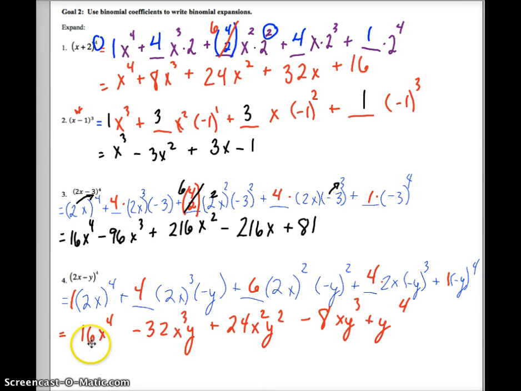So our final answer is 16x to the fourth minus 32x to the third y plus 24x squared y squared minus 8xy cubed plus y to the fourth. And I hope you caught the fact that when you have a binomial where the second term is being subtracted, the sign's going to oscillate back and forth. Plus, minus, plus, minus, plus. The same thing here, plus, minus, plus, minus, plus. I hope that helps you speed up the process just a little bit more.